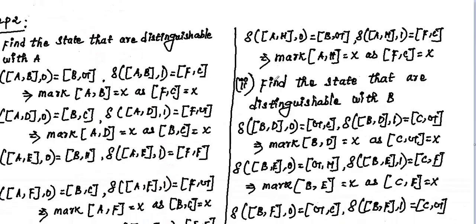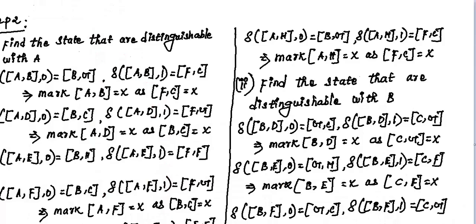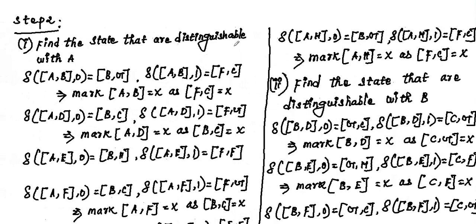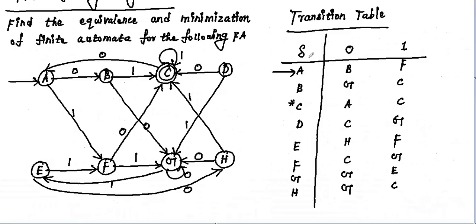Then move to the second subdivision. Find the states that are distinguishable with B. So we finished final state with a non-final state in the first step, so we put a cross mark. After that, in the second step, first division, we completed distinguishable with A. We completed. Then find the states that are distinguishable with B. Look at the transition table. Here we already completed C, and distinguishable with A is completed.